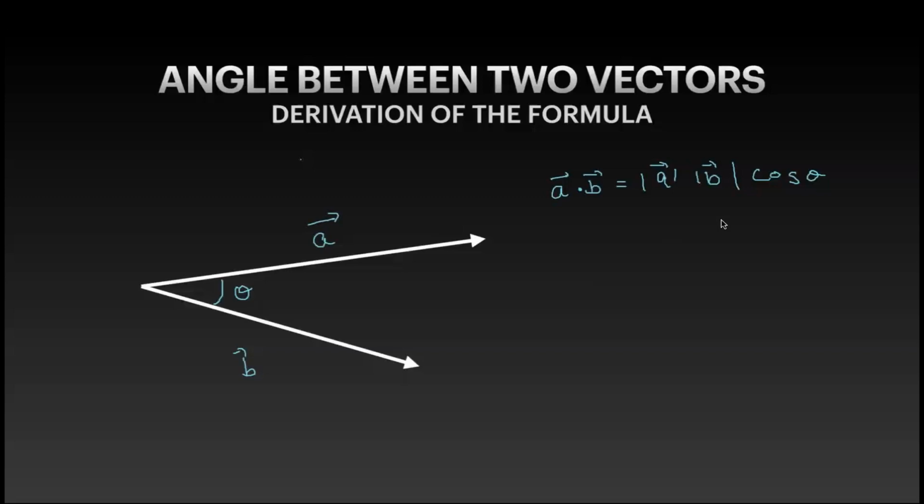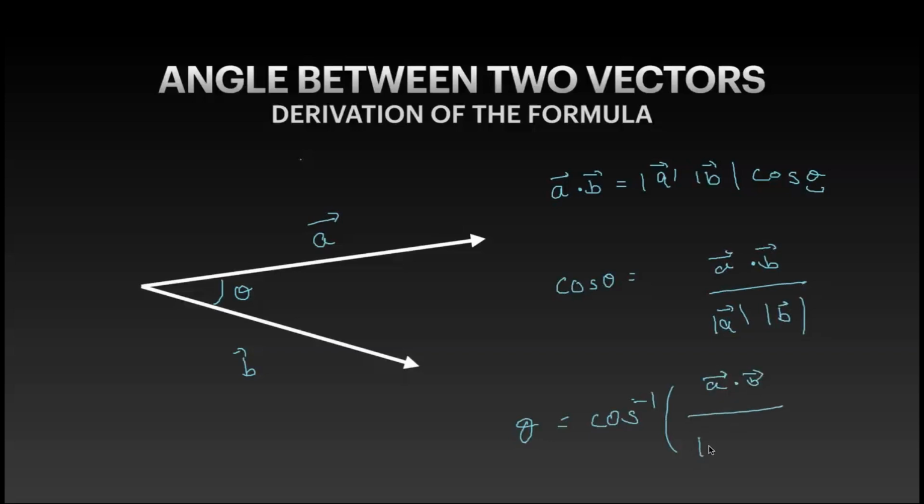Now, theta is what you want. So I will write cos theta is nothing but A dot B divided by the magnitude of vector A times the magnitude of vector B. And if you want theta, we will write it as cos inverse of A dot B over magnitude A times magnitude B. So this is the formula for the angle between them.